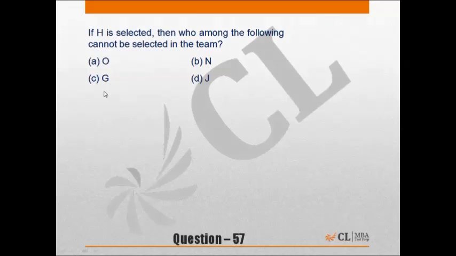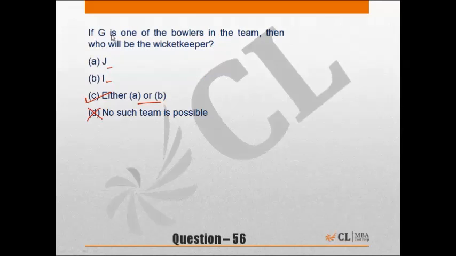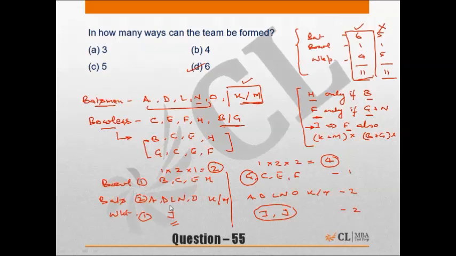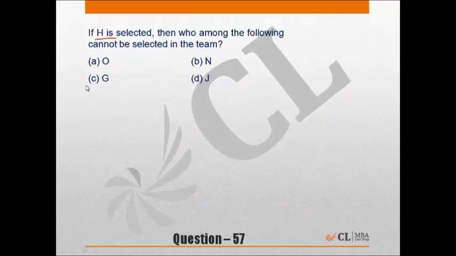If H is selected, who cannot be selected? Between G, O and J. If H is selected, H is here, O is there, J is there, N is there, G cannot be a part of the team. Correct answer, choice C. That completes the set. Let's move on to the next question.